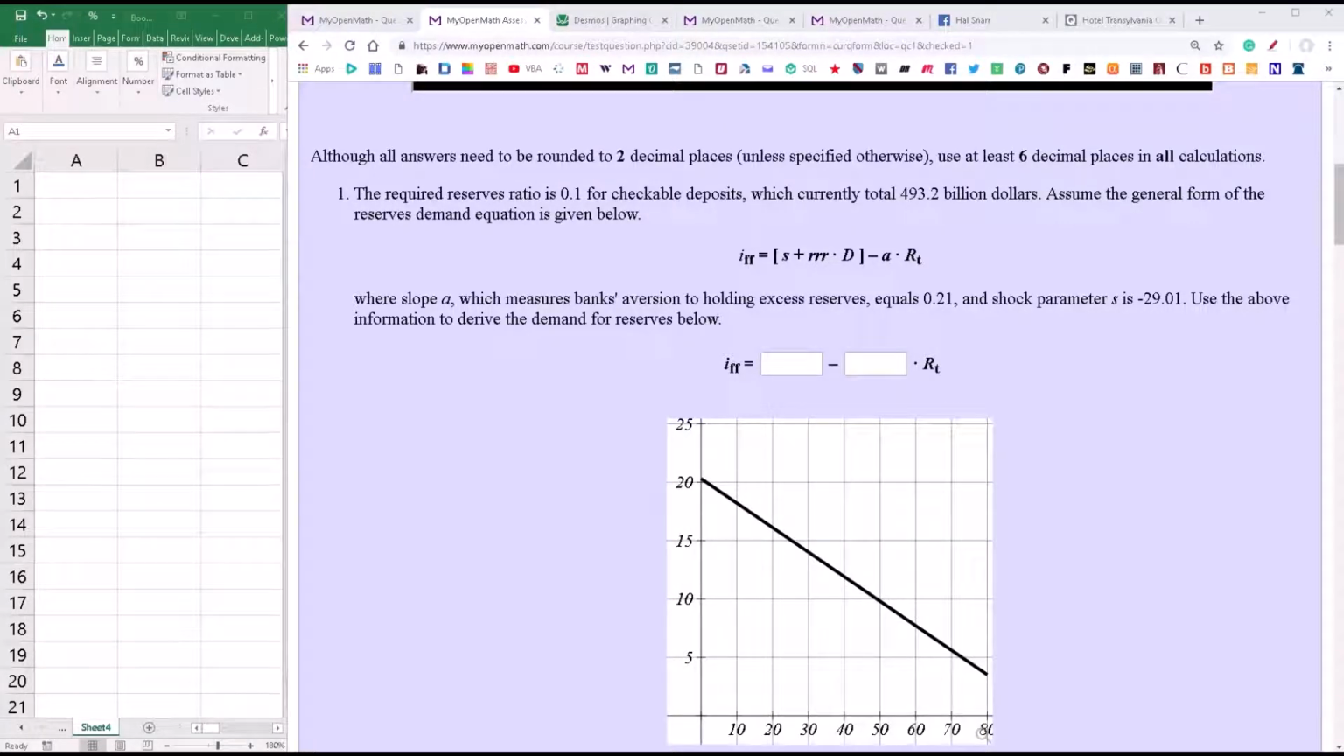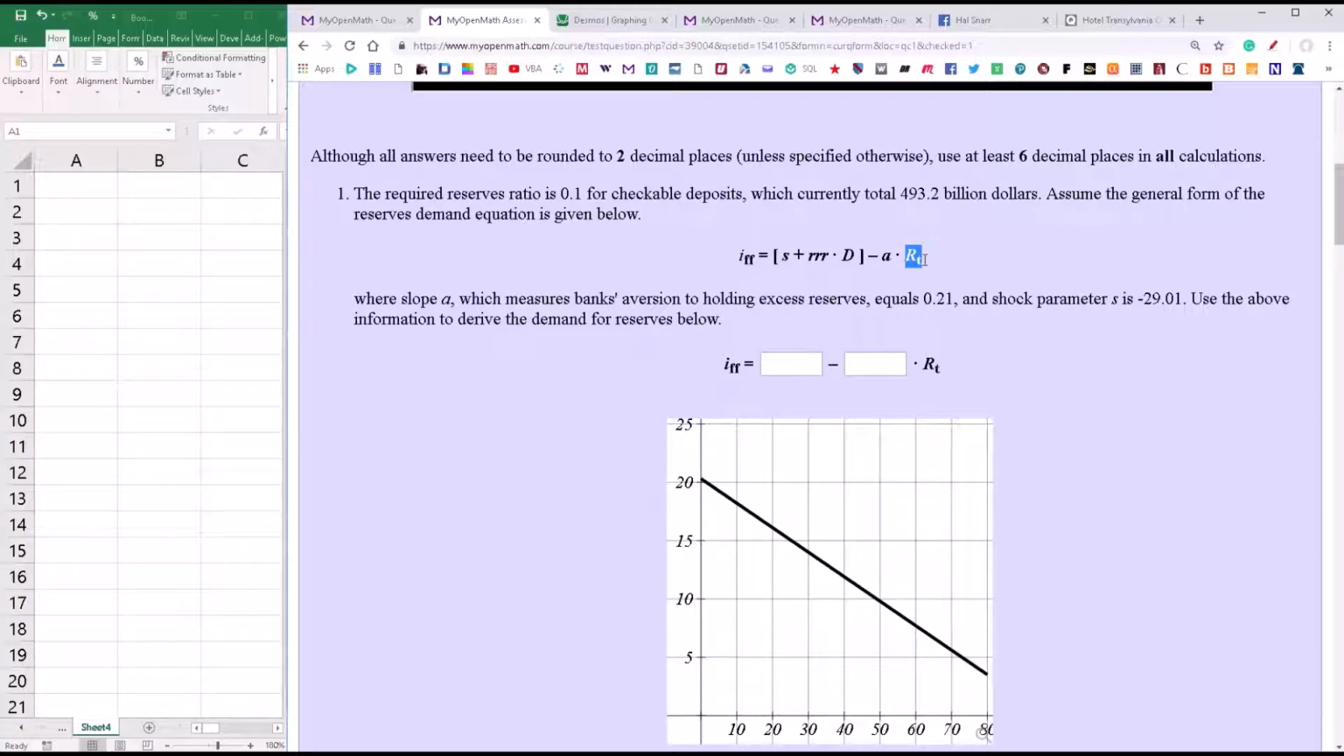Okay, in question 2 of homework 4, we're going to learn all about reserves demand. And I do it a little bit differently than other people. I have created this little simulation here that will show how the demand for reserves shifts according to various different factors. Okay, so FF is the federal funds rate, federal funds interest rate.